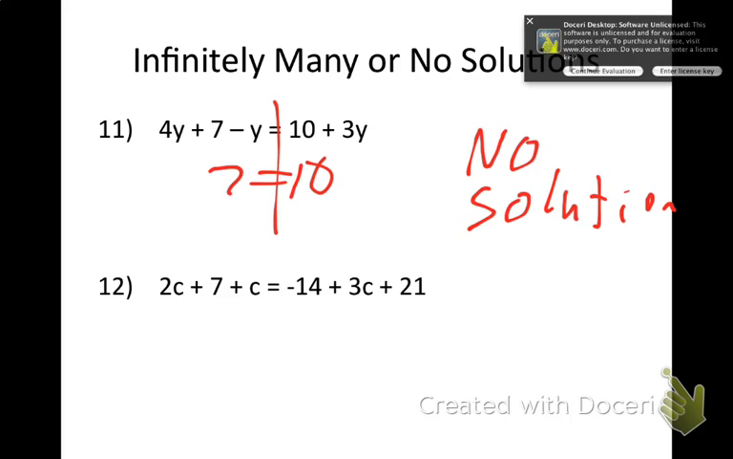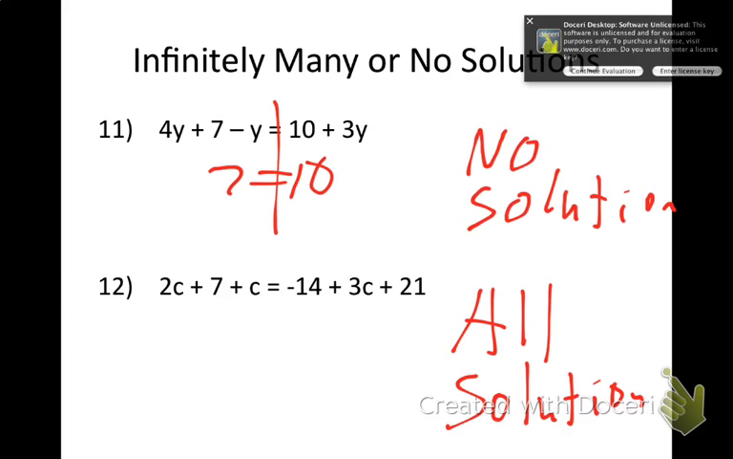What about number 12? What do you say, Colin? All solutions. You took a 50-50 shot since the other one was no? No, I worked it out. Good work. Yeah, all solutions. So again, take note. When the variables cancel out, which can happen, that's usually when we're going to get either all solutions or no solution answers.